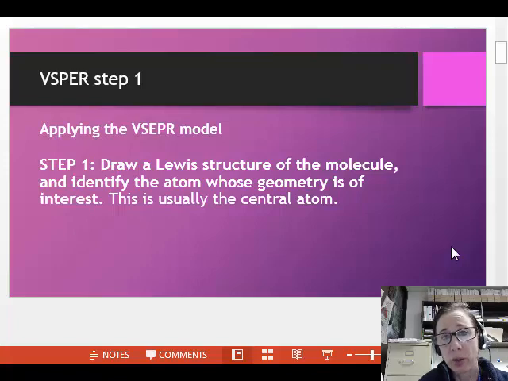Let's look at what we need to do to use the VSEPR theory. The first step is to draw a Lewis dot structure of the molecule or polyatomic ion and identify the atom whose geometry is of interest. For us, this is usually the central atom, but in complex organic molecules, we may identify the geometry around several atoms.